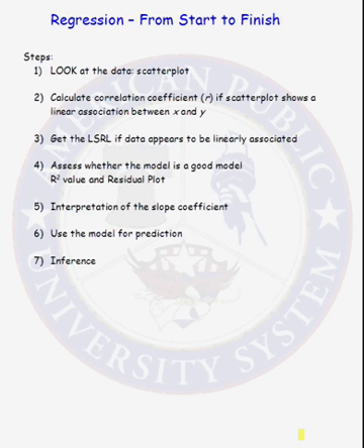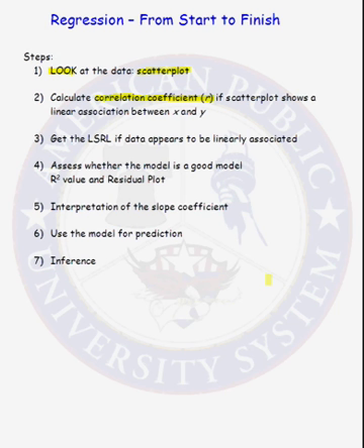Let's put all of the individual components of regression together and actually do a regression from start to finish. The first step in doing any regression is to look at the data using a scatter plot to see if visually it looks like your two variables are linearly associated. If it appears that they are, then calculate the correlation coefficient R, which measures the strength and the direction of the linear association.